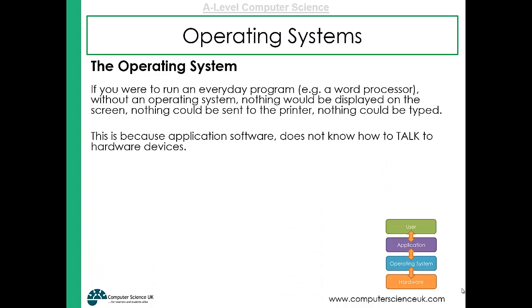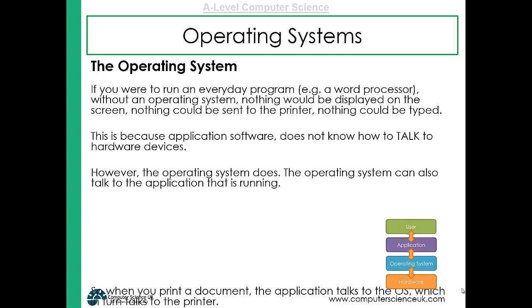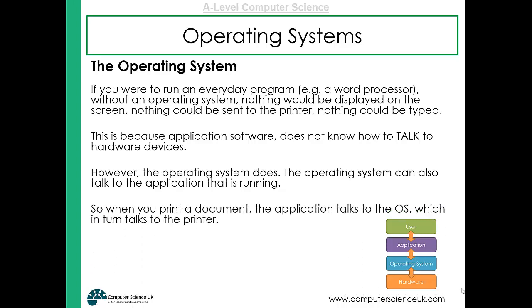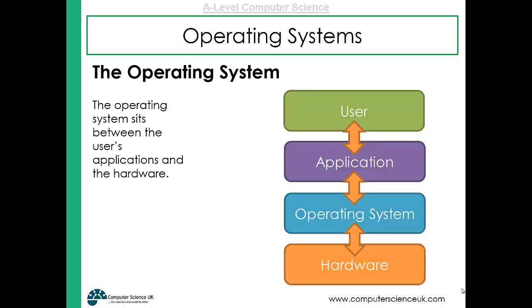The reason for this is that application software doesn't know how to talk to hardware devices, but an operating system does. So an operating system sits between applications and the hardware and allows both to communicate with each other. When you print a document, the application talks to the operating system, which then talks to the printer. So the operating system sits between the user's application and the hardware. It enables applications to use the hardware resources.